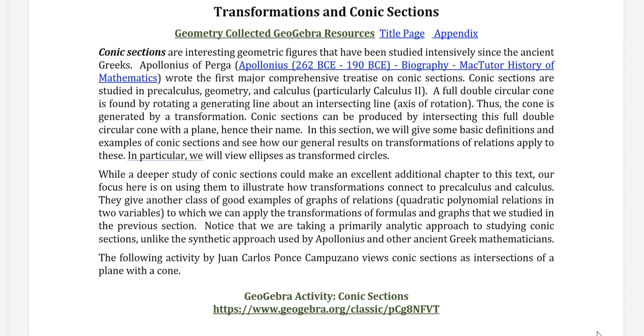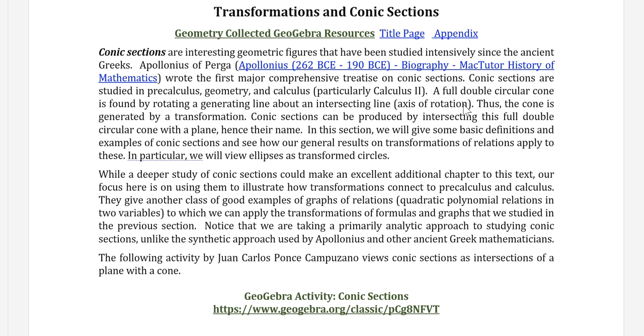In this video, we're going to talk about transformations and how they relate to conic sections. Conic sections are actually an interesting collection of geometric figures that have been studied intensely since the ancient Greeks. Apollonius of Perga, who lived in about the 2nd century BCE, is one of the first to write a major treatise on conic sections called Conics. Conic sections are studied in pre-calculus, geometry, and calculus, particularly in calculus 2 in a lot of places.